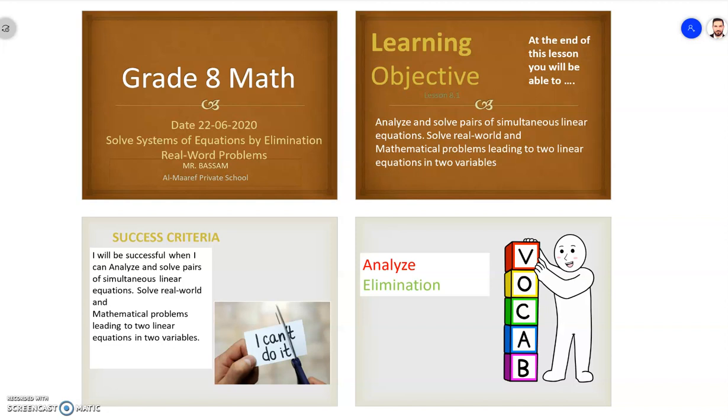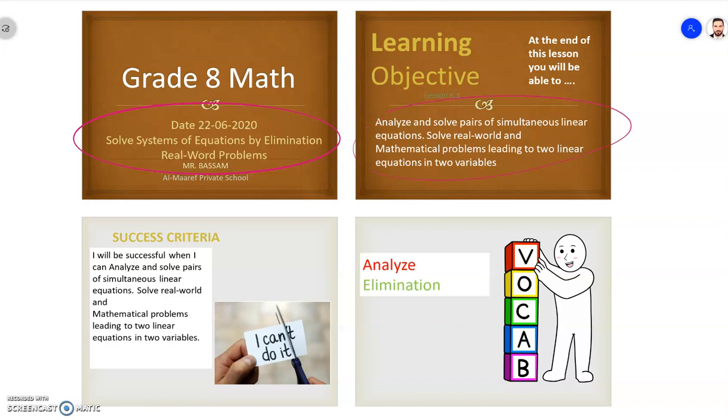Yesterday we learned how to solve a system of equations by substitution for real world problems. Today we are going to solve the same questions using the elimination method. So your topic is solving a system of equations by elimination, real world problems.